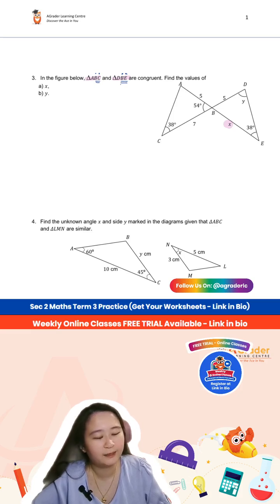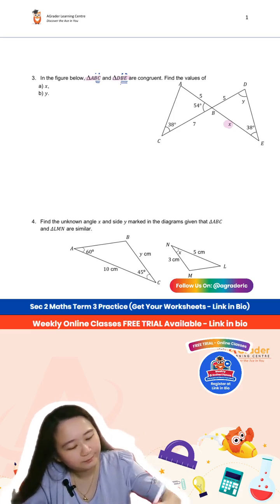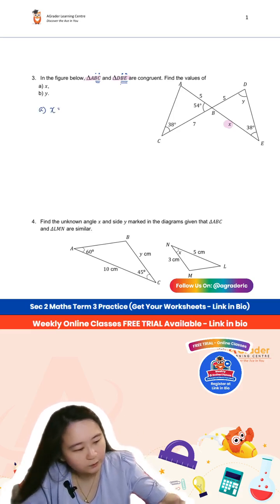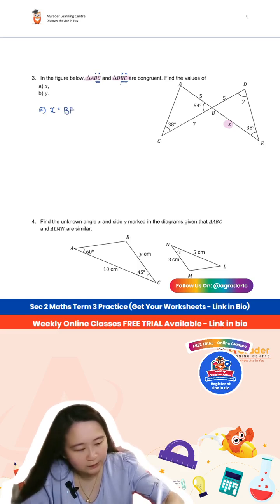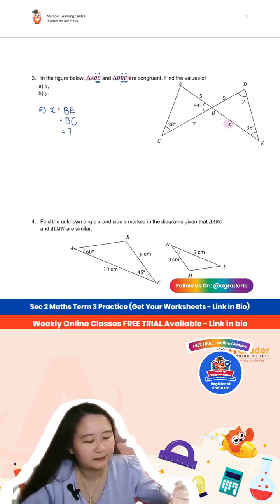So we have the length for BC. Since they are congruent, their lengths must be the same. So x equals BE, which equals BC due to congruency, and BC has the length of 7.